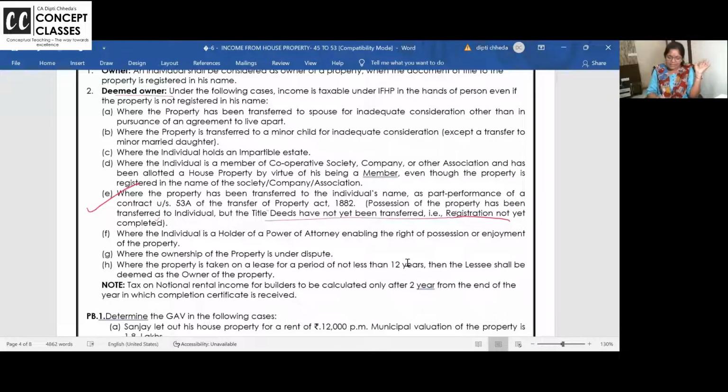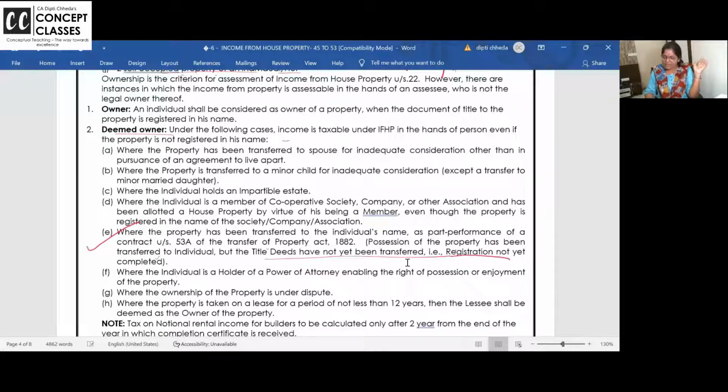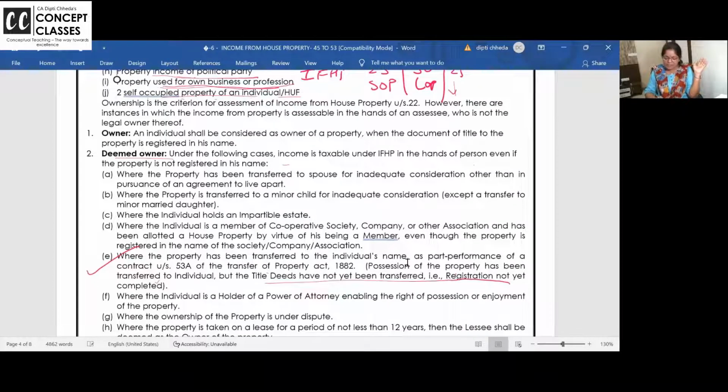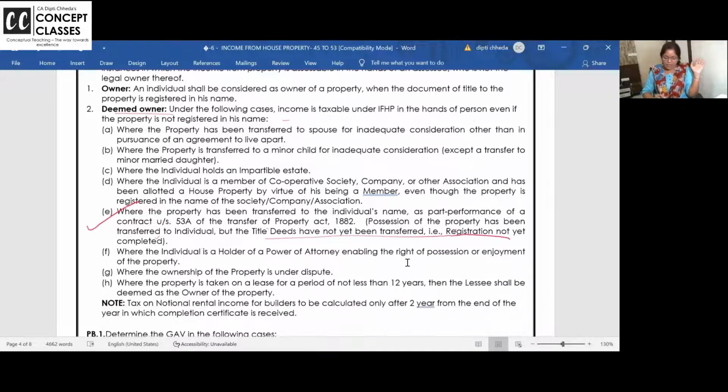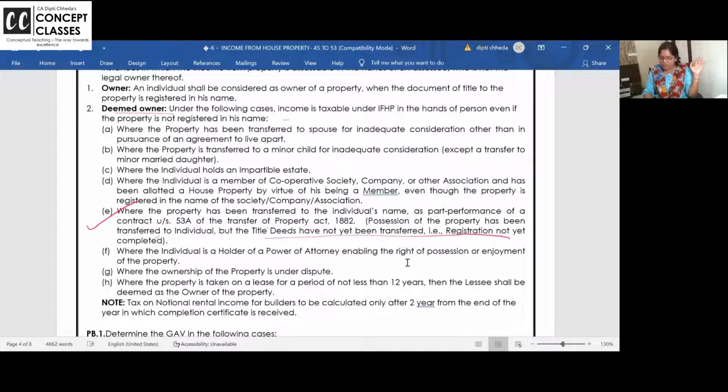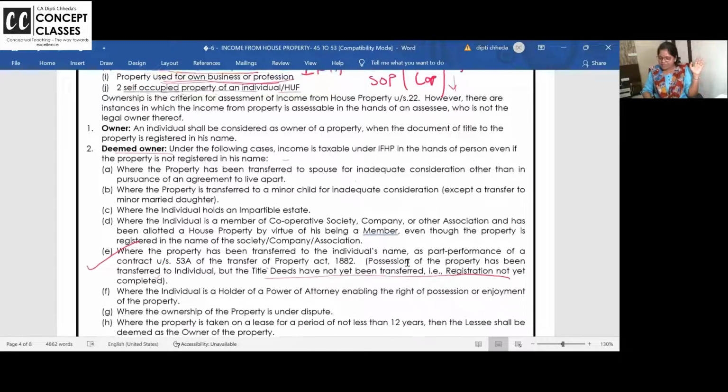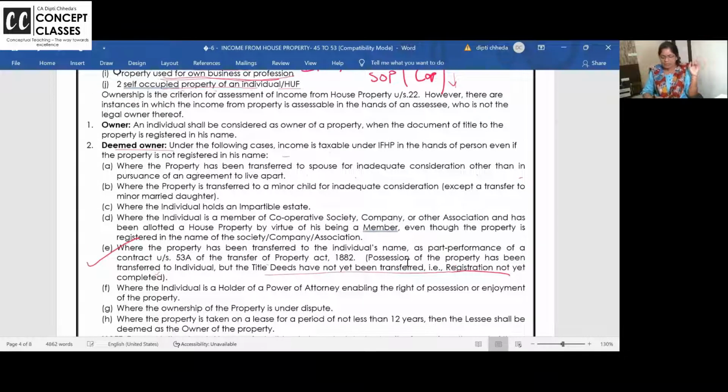And now other cases of deemed owner. Under the following cases, income is taxable under income from house property in the hands of the person, even if the property is not registered in his name. Jaswant is not the registered owner, but he is the deemed owner. Where property has been transferred to spouse for inadequate consideration, other than... now this is the language of law, but it is simple. Read carefully, I'll explain. Transfer to spouse for inadequate consideration, other than in pursuance of an agreement to live apart. Leave this aside, first read this.